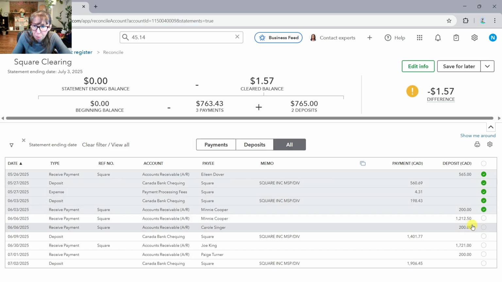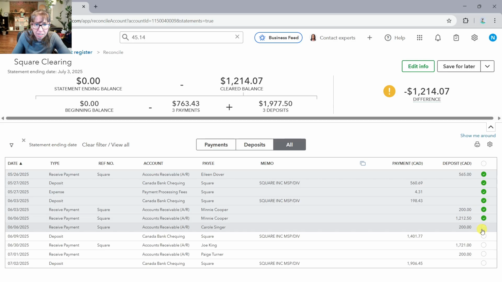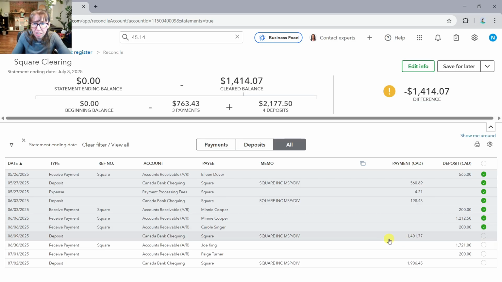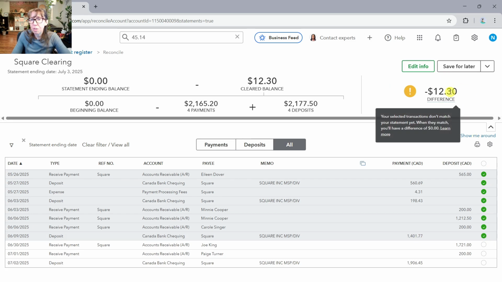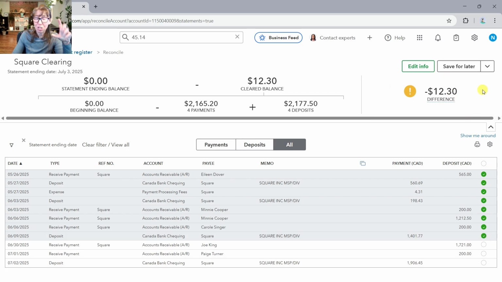And then Mini Cooper pays us again a little later. And then we get something from Carol. I'm seeing the names right here. And there's a Square deposit of $1,401.77. The reason it doesn't go to 0 right now is because we haven't put in the Square fees yet for June.